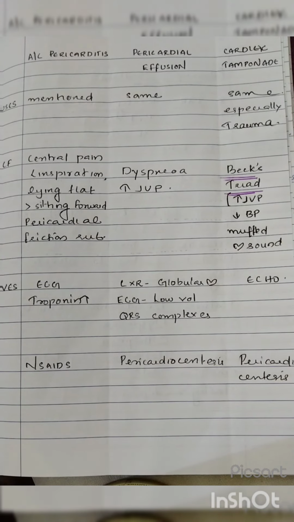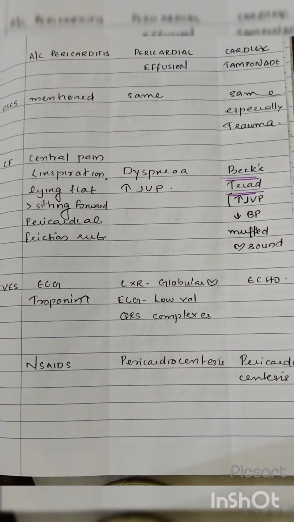And for cardiac tamponade, the main cause will be trauma, and the main symptoms are Beck's triad, that is increased JVP, decreased BP and muffled heart sounds. Beck's triad is increased JVP, decreased BP and muffled heart sounds.